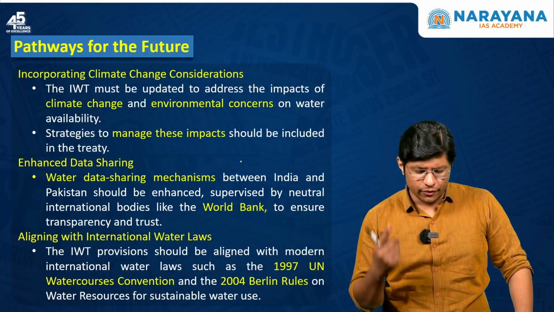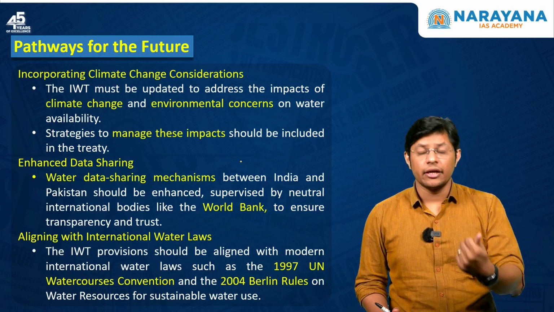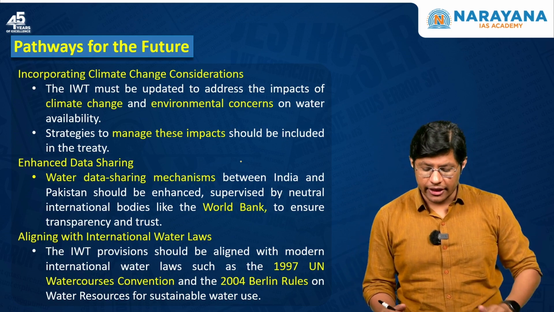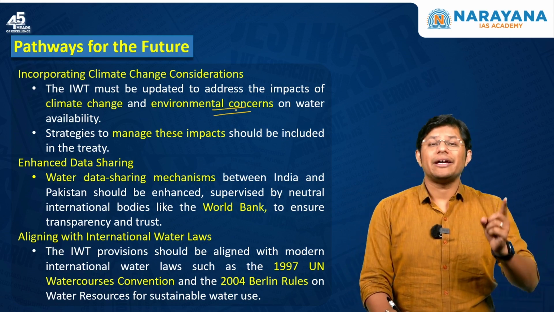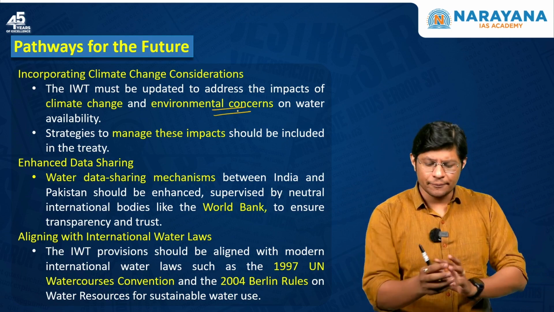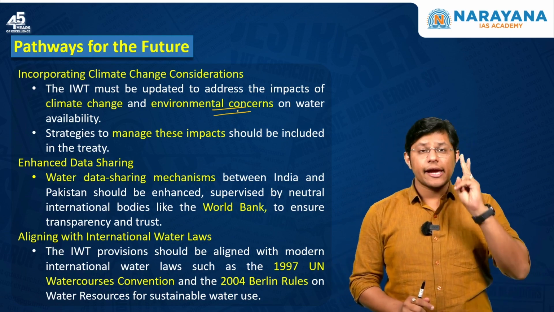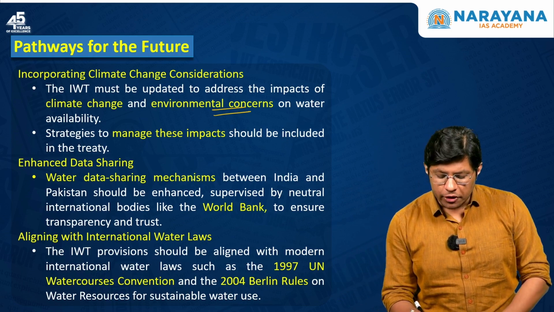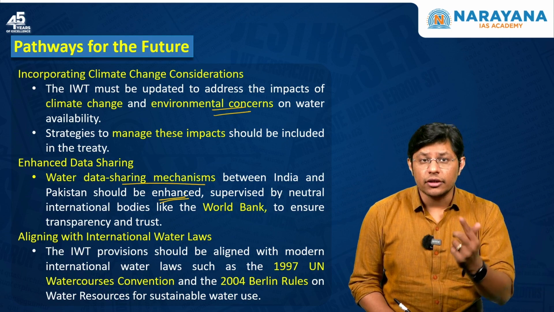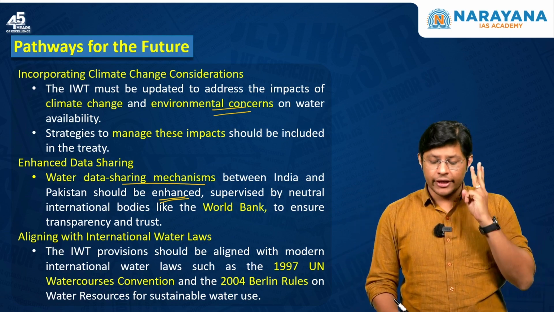So what is the way forward? One, the Indus Water Treaty should be renegotiated, as in both the countries should understand the implication of climate change, which means climate change and environmental concern should be updated in the Indus Water Treaty, and both the countries should work towards managing the effects of climate change. Second, enhanced data sharing. Now, the water data sharing mechanism between India and Pakistan should be enhanced, which means there should be regular sharing of water related information, right?